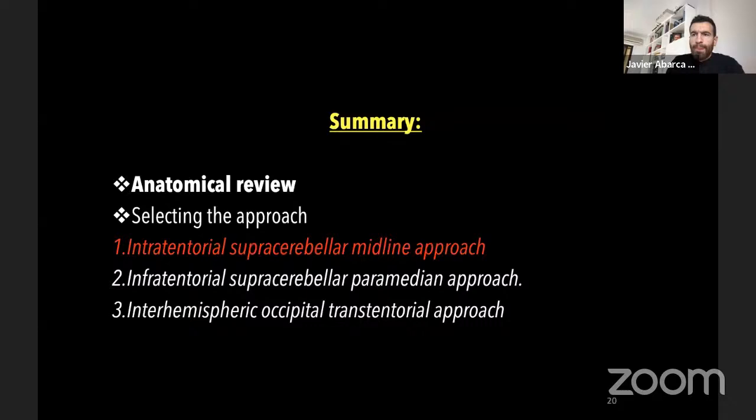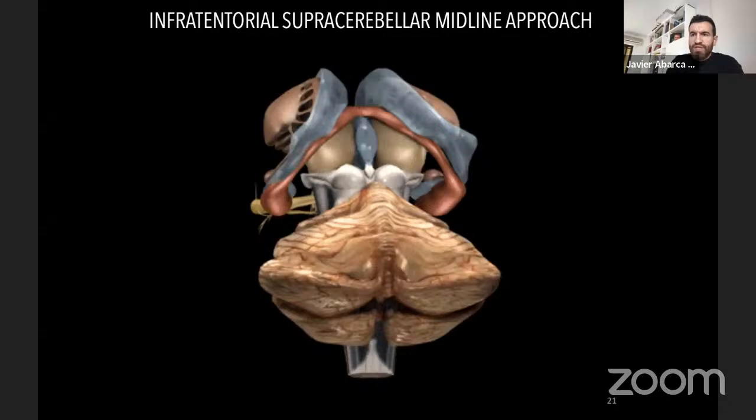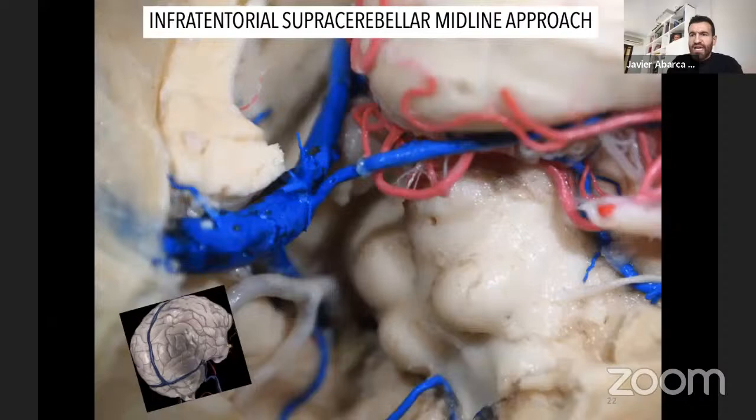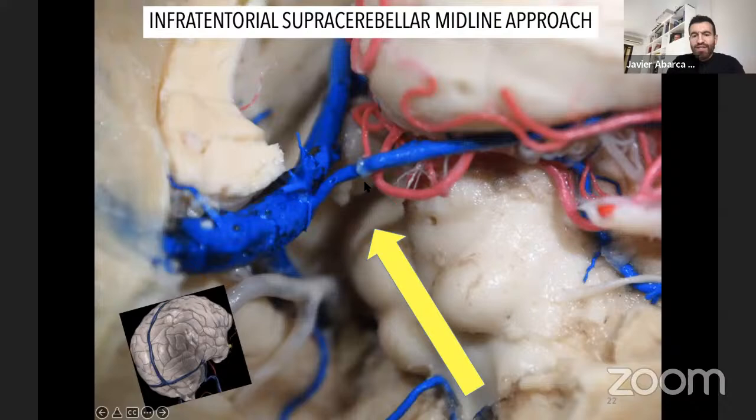Okay, the first approach we're going to describe is the more classical route, the infratentorial supracerebellar midline approach. Remember, with this route, we cross the tentorial surface of the cerebellum. And after that, we have to cross the cerebellomesencephalic fissure and the quadrigeminal plate before reaching the pineal region, the pineal gland. And this route, okay, finds the venous complex above our target, that is the pineal gland.